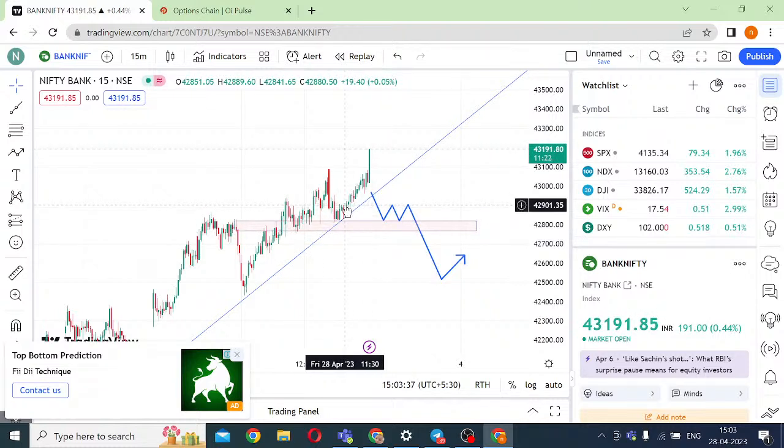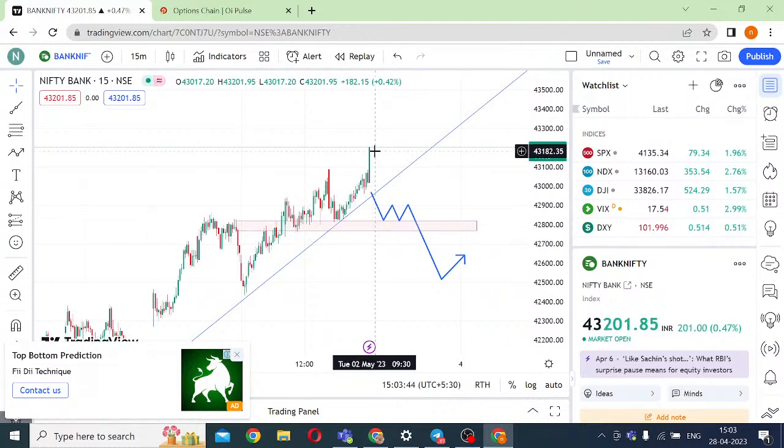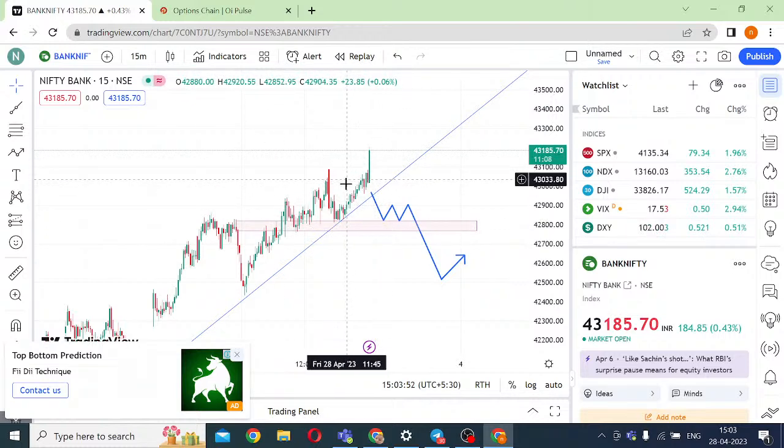A good CE trade, if I would have been in front of the system, was here at 42,900. That was a good CE trade. Given that it never triggered, there was no point of entering. From here it will be very difficult. It was trading on the higher end of the spectrum.